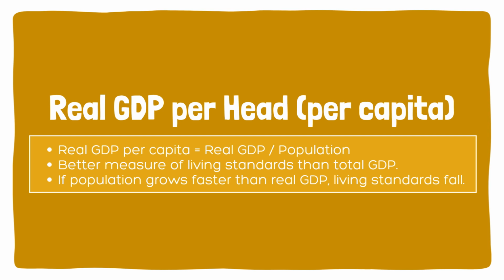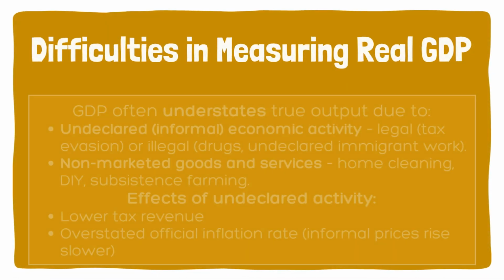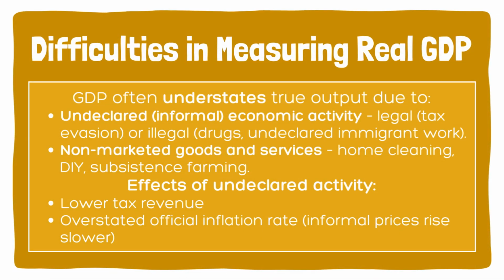If real GDP grows faster than the population, real GDP per head rises, and people generally enjoy higher living standards. However, if population growth is faster than economic growth, the amount of goods and services available per person may actually fall. Measuring real GDP is not always easy, because official figures often underestimate the true level of output.